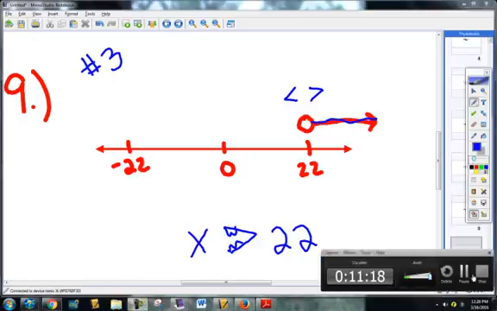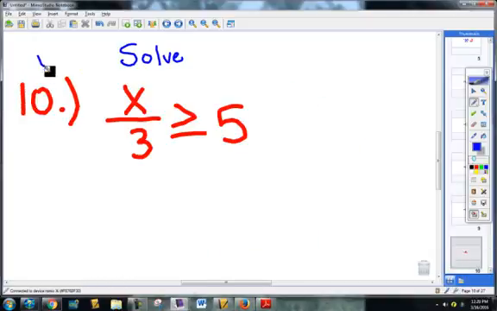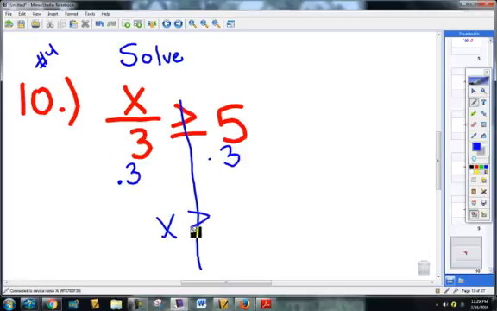Pretty easy, I think. Okay, so this is going to be learning target number 4 again. We draw my line. We ask ourselves what is happening to the variable. That variable is being divided by 3, so I'm going to multiply by 3 to both sides. That is going to be x being greater than or equal to 15. Okay, x is greater than or equal to 15.